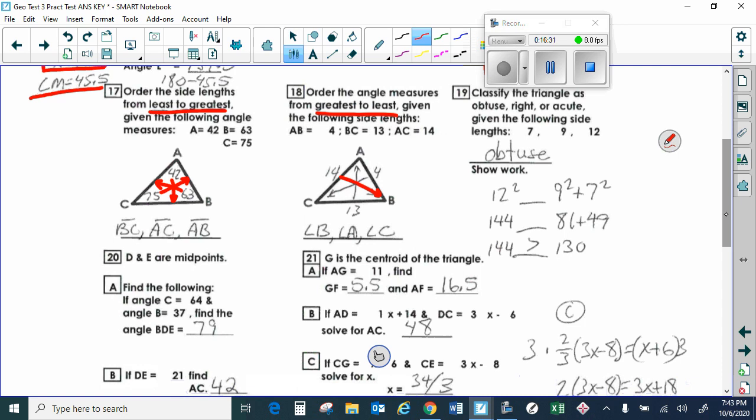So 14 is the largest side, so it's B. The angle opposite is the largest angle. 13 is the next largest, so it makes it A second, and 4 is the smallest, so it makes C third. 19, classify the triangle.